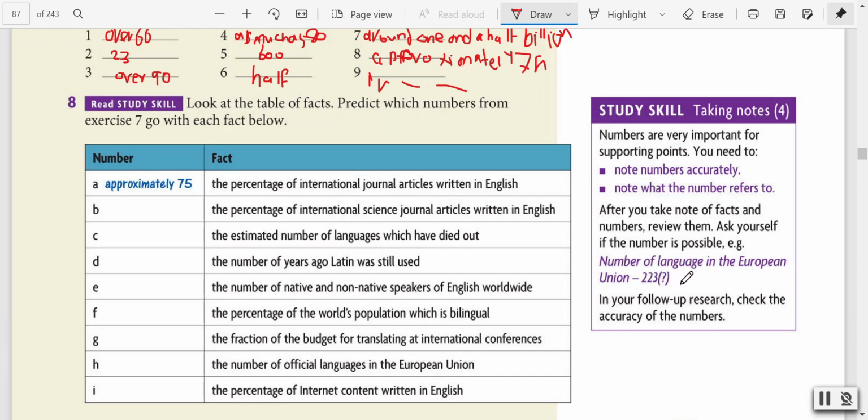For example, numbers of languages in the European Union: 223. Is it right? It is suitable. Ask yourself, it could be like this.